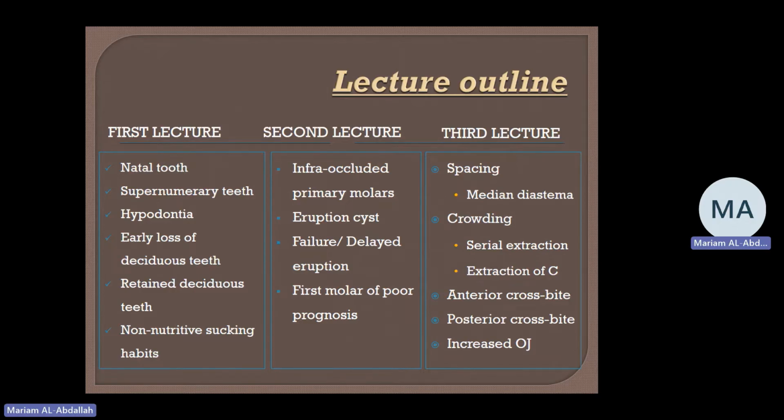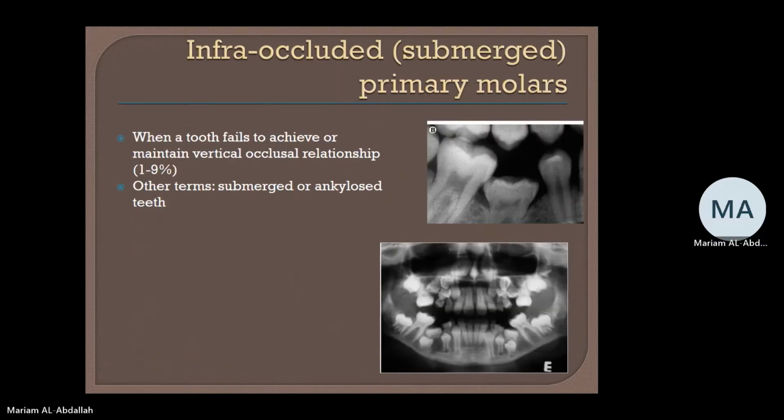We will be talking about infra-occluded primary molars, eruption cysts, failure and delayed eruption, and first molars of poor prognosis. Very important topic. Infra-occluded is the preferred terminology, okay? Infra-occluded primary molars are the most commonly affected teeth, mainly in the mandible, mainly the second primary molar, the E. Other terminologies could be submerged or ankylosed.